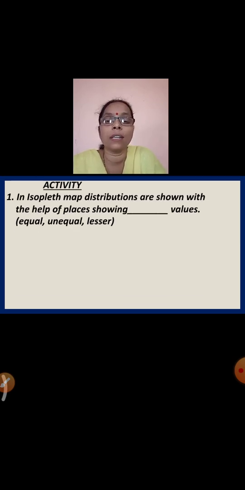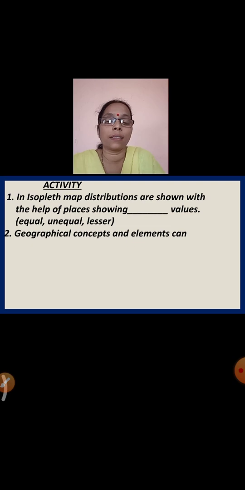Now first, in an isoplate map, distributions are shown with the help of places showing dash values. So places showing what kind of values? Equal values, unequal values, or lesser values. What is the answer? Yes, the answer is equal values.